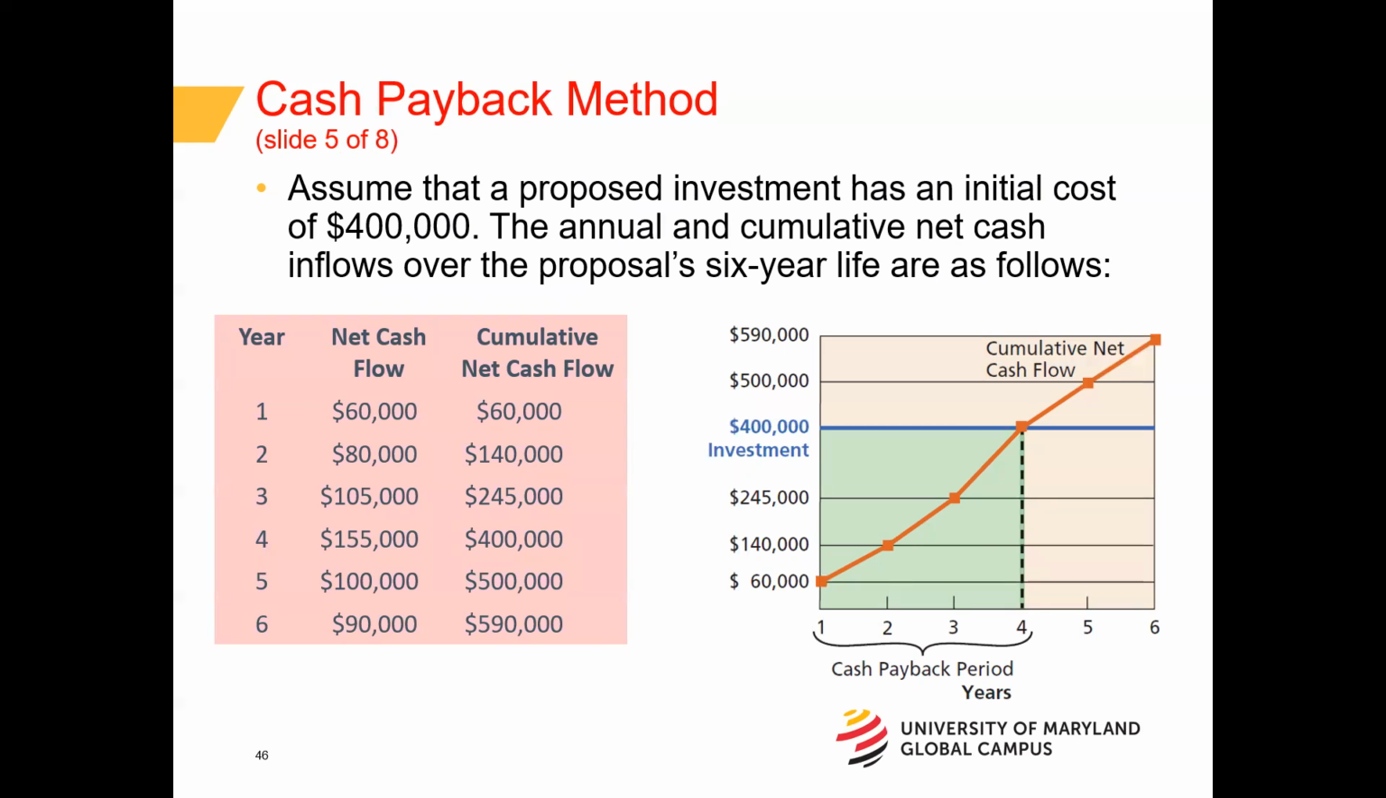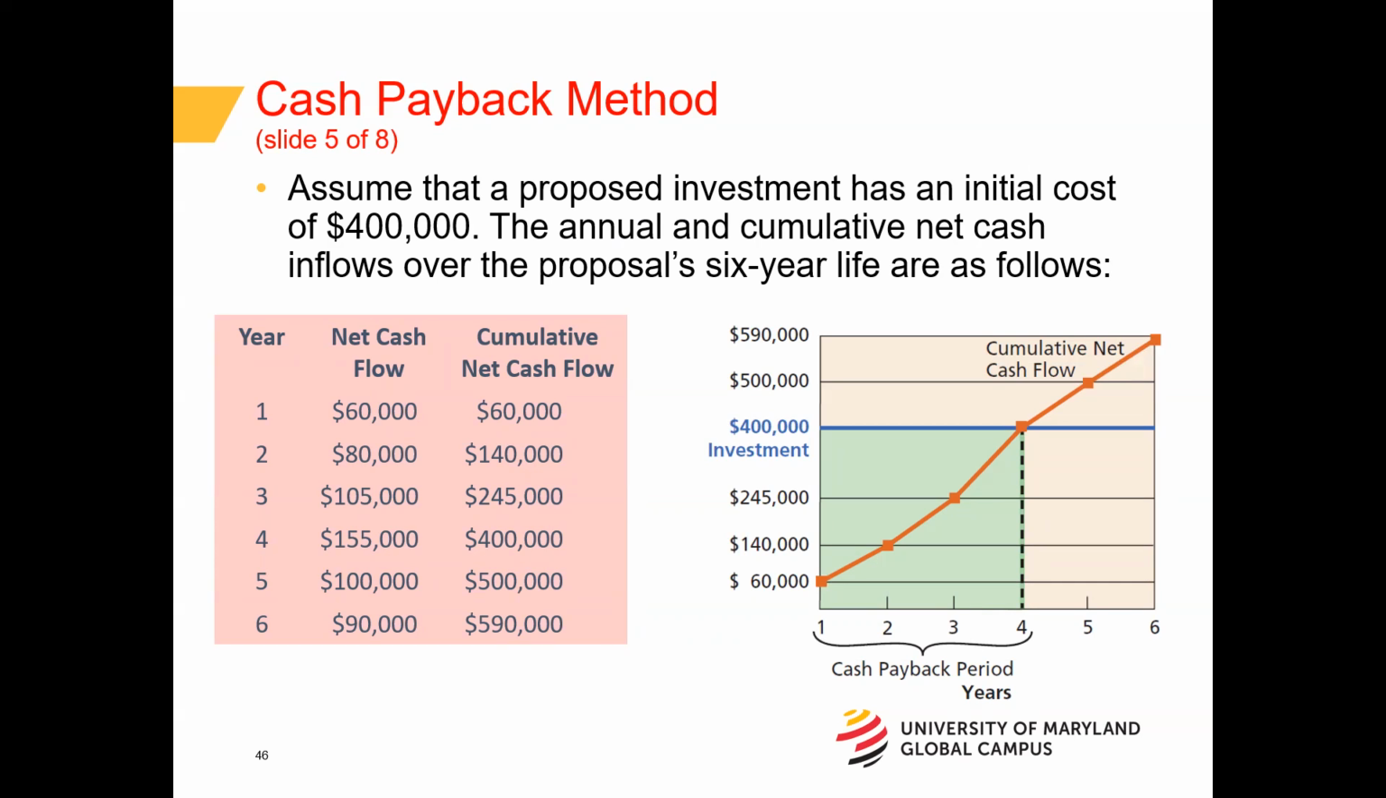So looking at our example, let's assume that we have an investment initial cost of 400,000. The annual and cumulative net cash flow inflows over the 6-year period. You can see our net cash flows vary. Cumulative net cash flows, we add each year to its respective year. You can see that at the end of year 4, we reach 400,000, which is the cost of the initial investment. So the cash payback period is therefore 4 years.